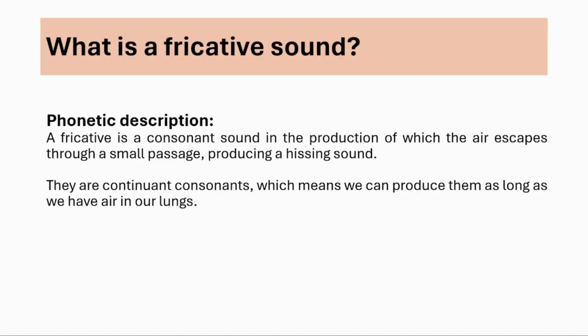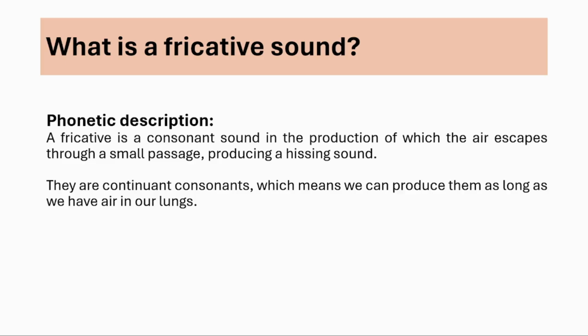So what is a fricative sound? Let's provide a definition from the phonetic point of view, or the point of view of articulation. Remember that whenever we say that we're going to describe a sound from the phonetic point of view, it means that we will describe its production, its articulation. So, a fricative sound is a consonant sound in the production of which the air escapes through a small passage, producing a hissing sound. Different from plosives, in whose production there's a complete obstruction and then a sudden release, in the production of fricatives, the stricture is partial, is not complete.